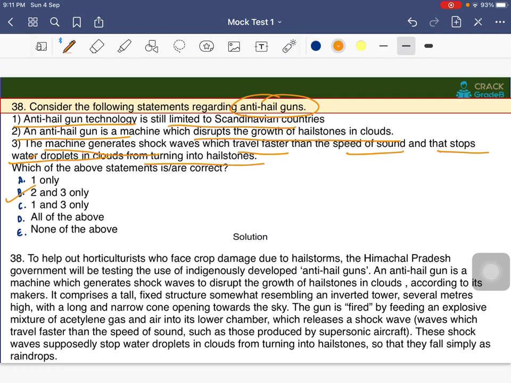Anti-hail guns are not limited to Scandinavian countries; they are already present in Himachal Pradesh in India and much more.